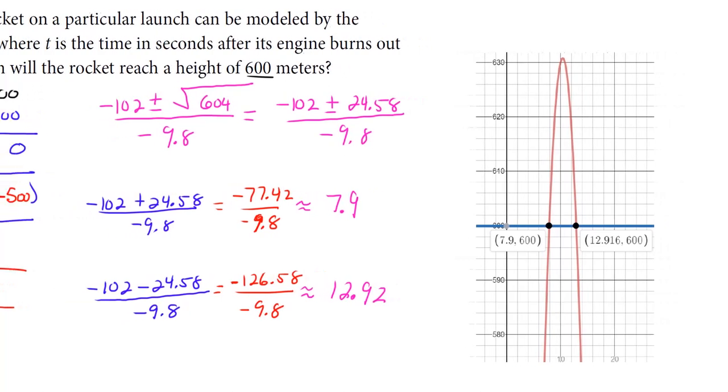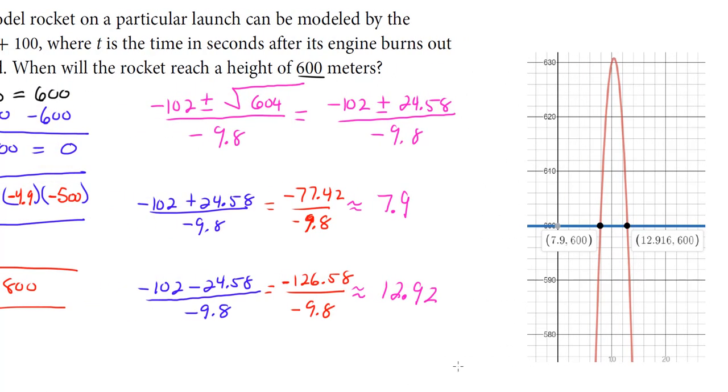So what's going to happen here is the model rocket is going to launch up into the air. After 100 meters, the engine's going to cut off, but its momentum is going to keep taking it up, and it's going to reach a height of 600 meters at about 7.9 seconds. You see that right here. Then it's going to keep going up, and eventually gravity's going to take over, and that model rocket is going to start falling back down to the ground. And as it falls back down, it's going to pass that 600 meter mark again on its way down, and that will be at 12.916 seconds, which we rounded to 12.92.